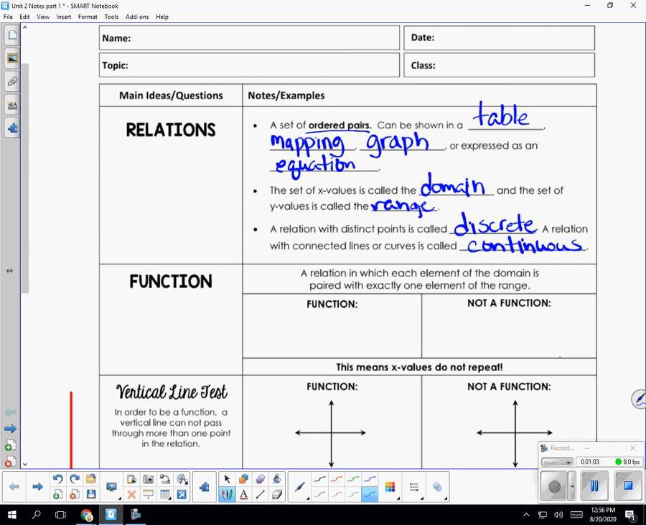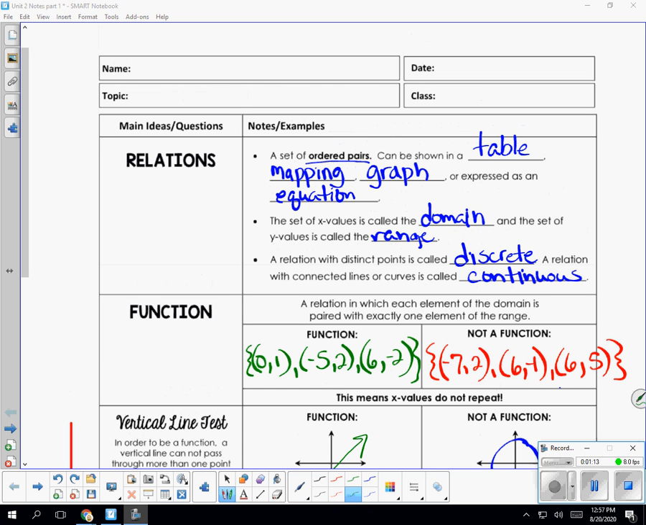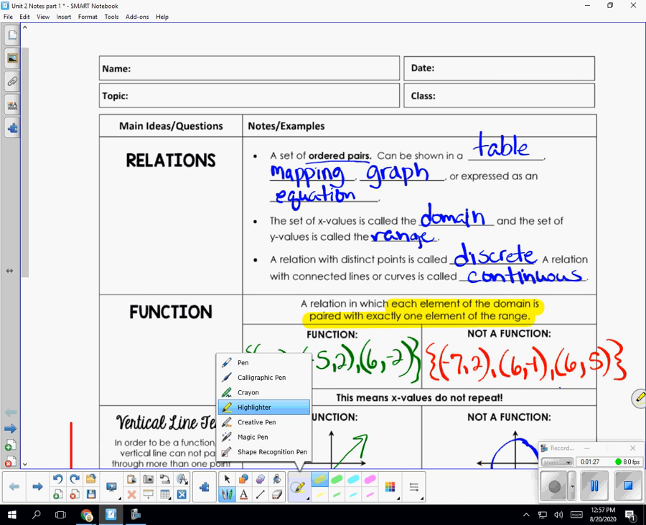All right, now we're going to take a look at some ordered pairs, and we're going to discuss whether or not they are functions. So give me a second, I'll write those on there, and then we can talk about them. Okay, here we're looking at some ordered pairs. In order for it to be a function, we need to make sure it satisfies this definition: each element of the domain is paired with exactly one element of the range. Okay, so let's take a look.